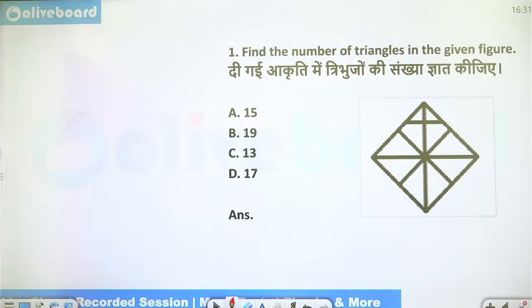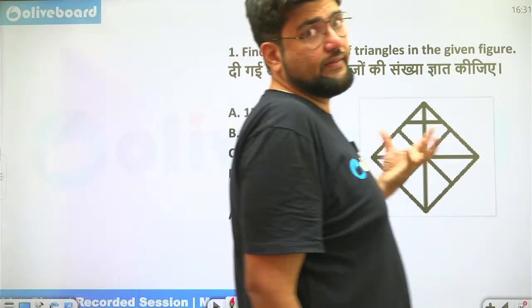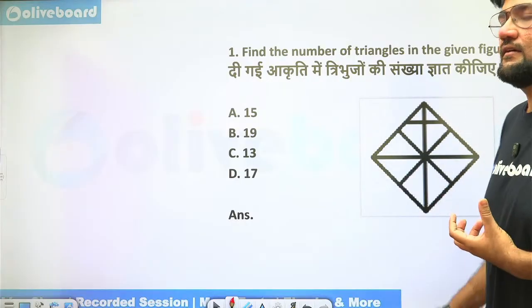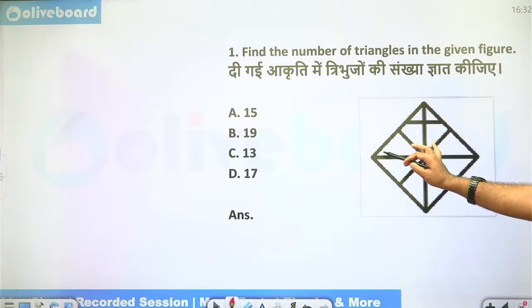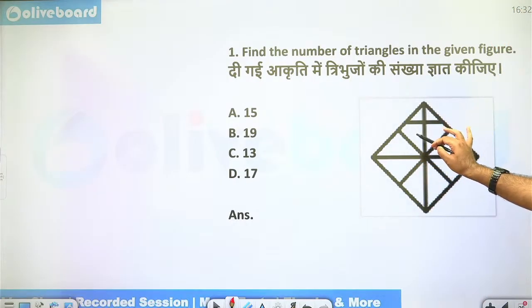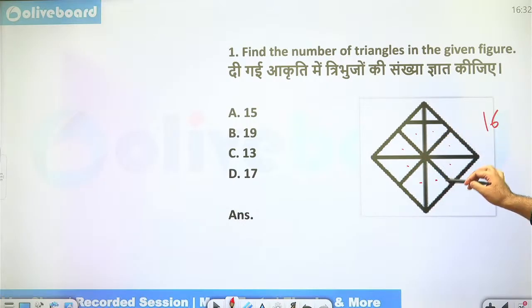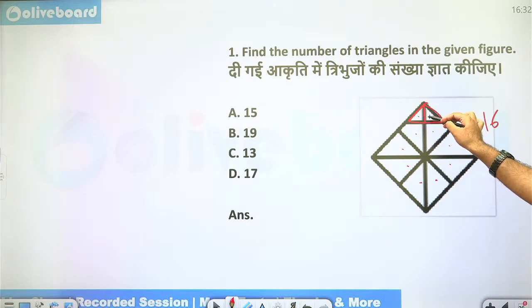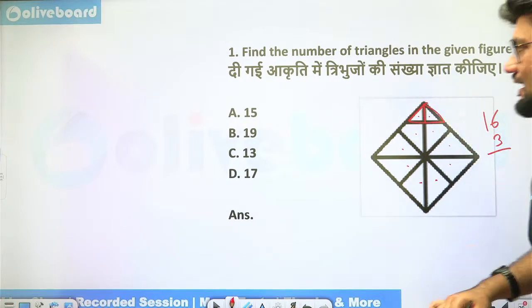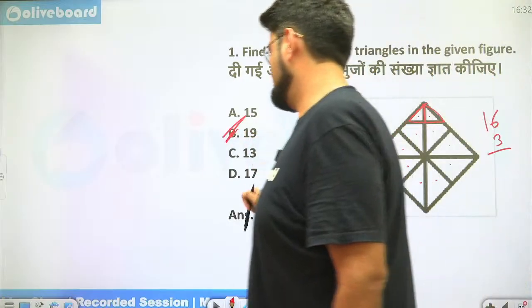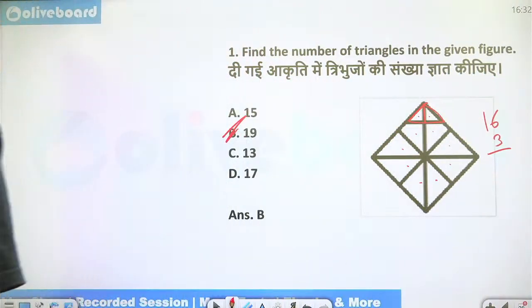So how do we approach this question? As I told you, you will never approach it all together. You'll approach it in parts, right? So I will check the main figure first. The main figure is divided into how many parts? 1, 2, 3, 4, 5, 6, 7, 8. So there are 16 triangles. And then I look at this one part also. This one part is divided into 2 parts. So 1 plus 2, 3 more triangles here. Total of 19 triangles, which is option B. Correct. Very good. Right? Next.